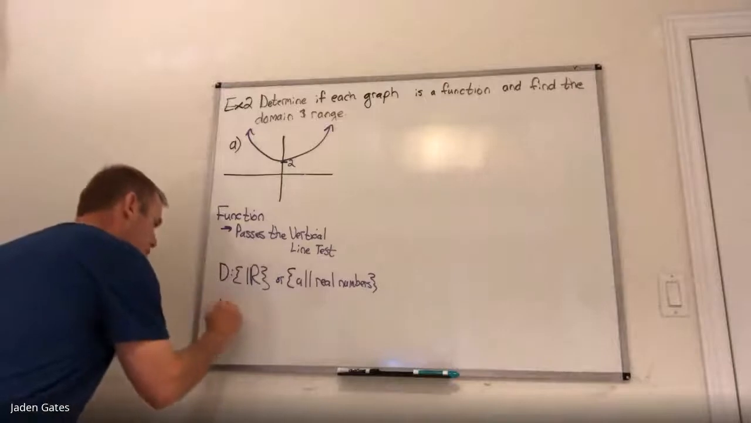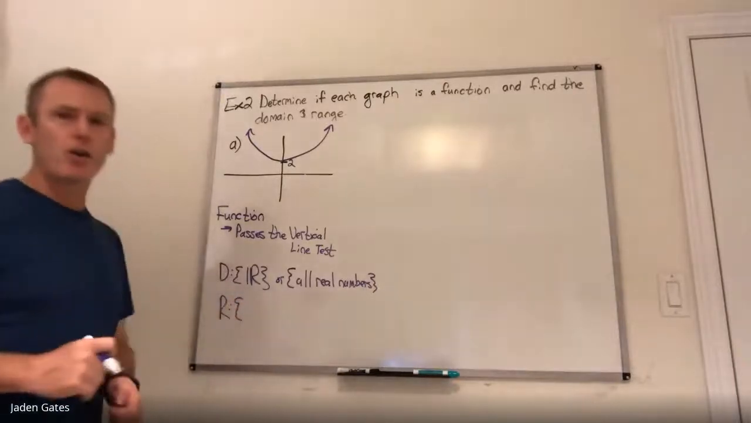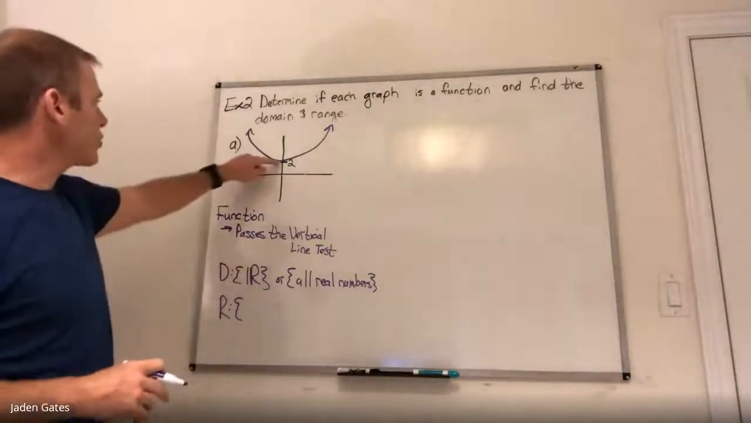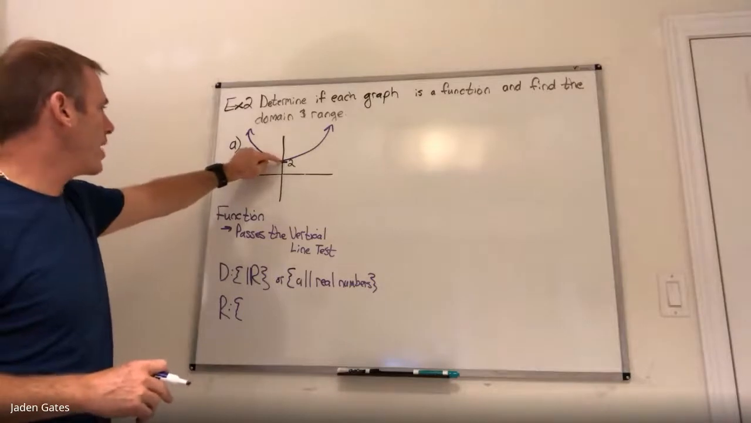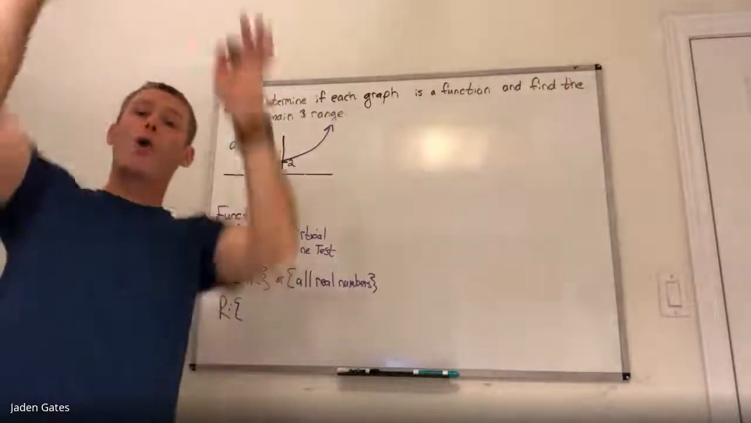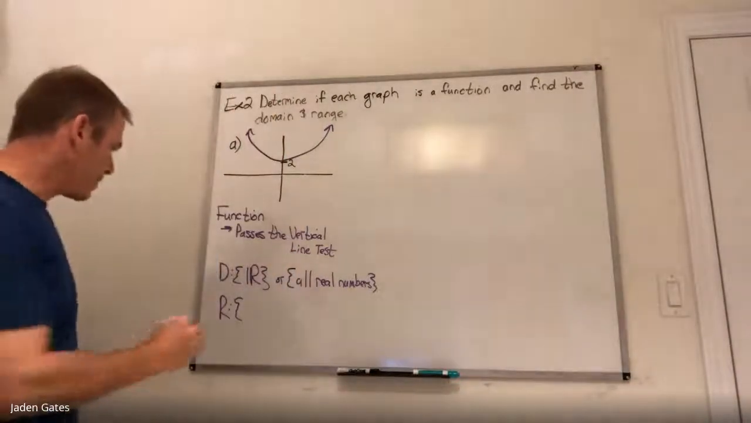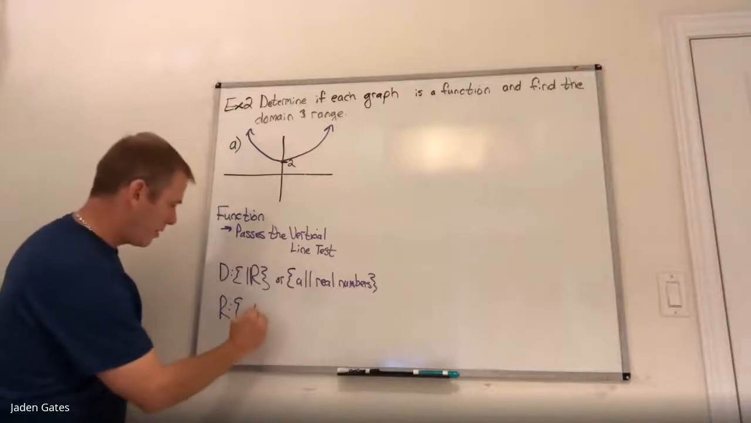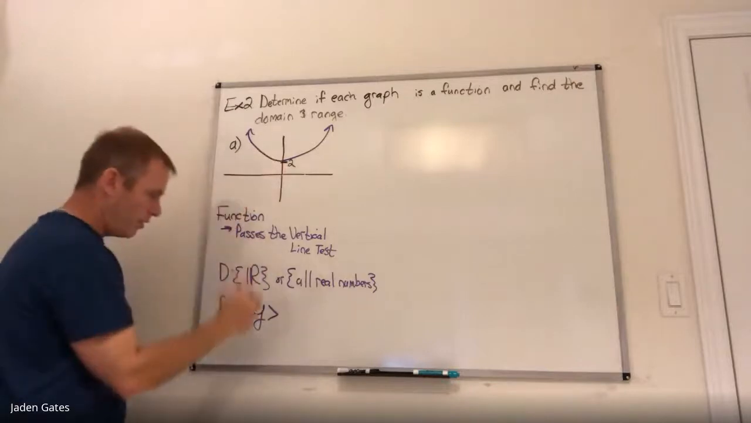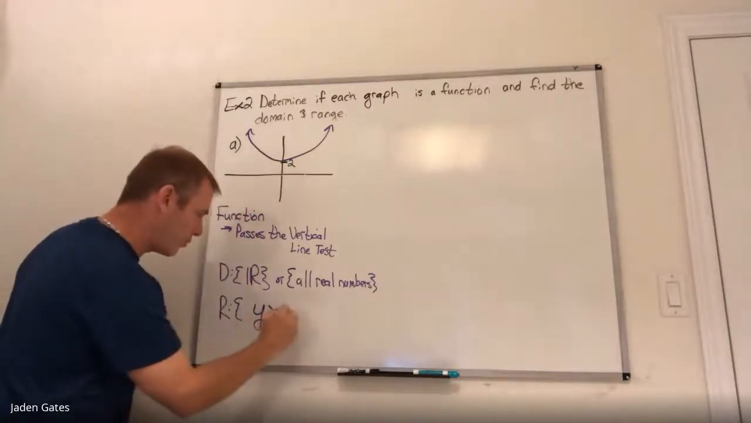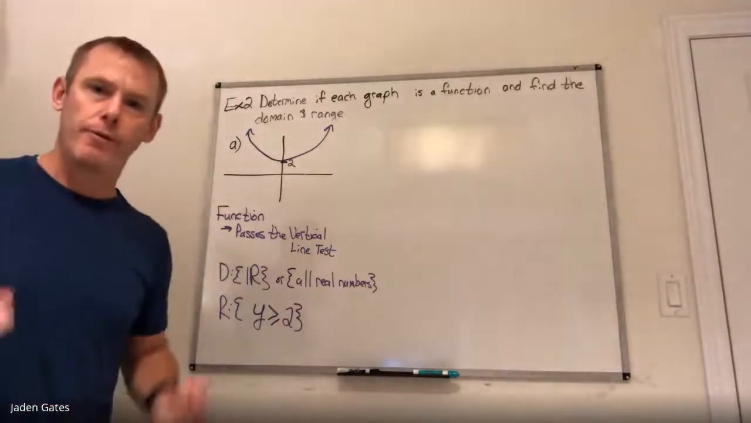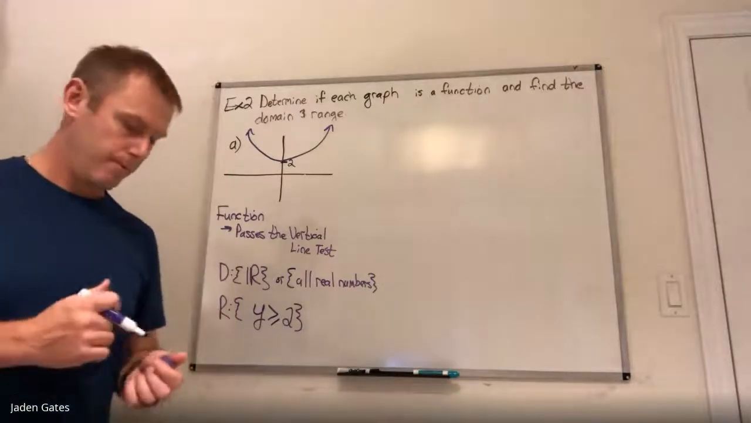All right, now the range. That's all the possible y values. So now we're talking about up and down, vertical, right? Well, this thing starts at 2 on the y-axis here, and then it goes up on the left, and it goes up on the right. But it never goes lower than 2, and it keeps going up, up and up and up. So because I'm talking about the y values, I write y is greater than, but this also touches 2. So it's greater than or equal to 2. So that includes every single number from 2 and upwards.